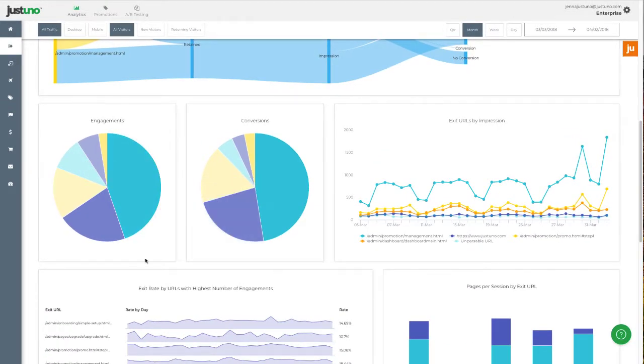The engagements pie chart has an overview of the top exit pages based on the highest number of engagements, meaning the top pages that visitors are leaving if they have engaged with the Justuno promotion. The conversion pie chart has an overview of the top exit pages by engaged reported conversions. An engaged conversion is counted when a customer engages with a promotion and then converts.